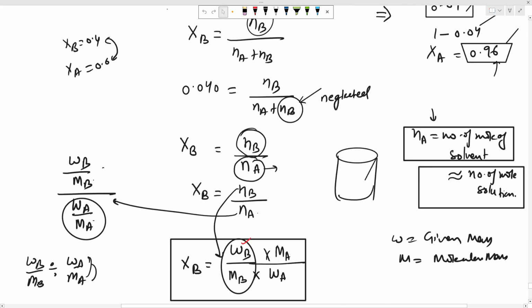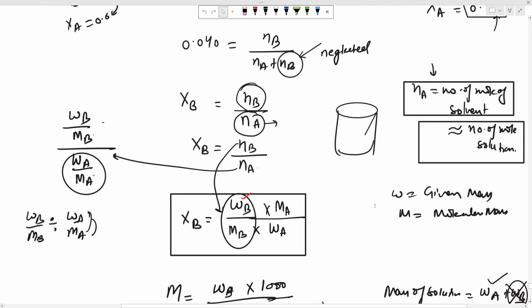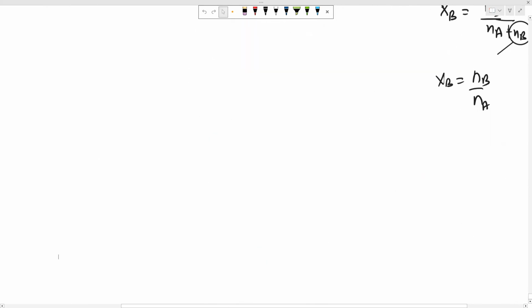We were doing the questions on molarity. Now today we shall be discussing the questions on molality. What is molality?